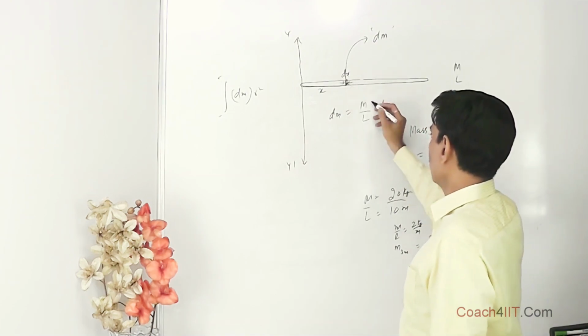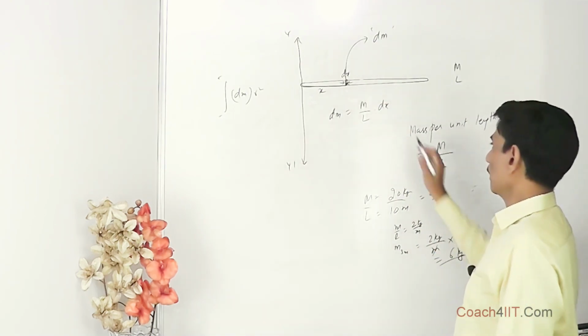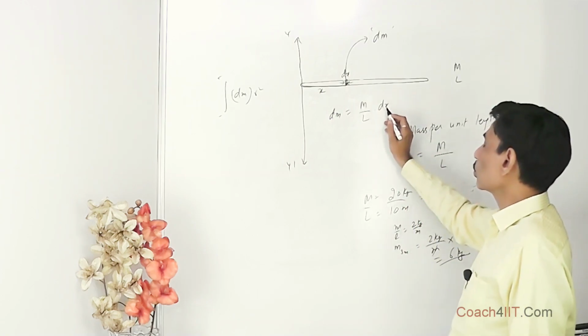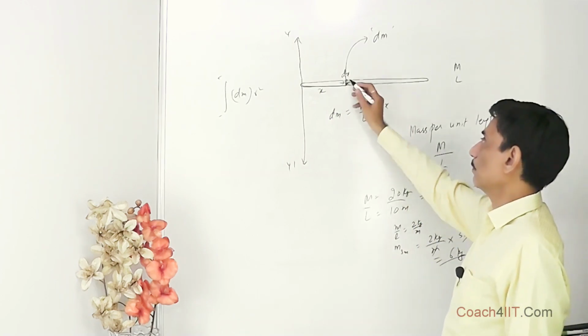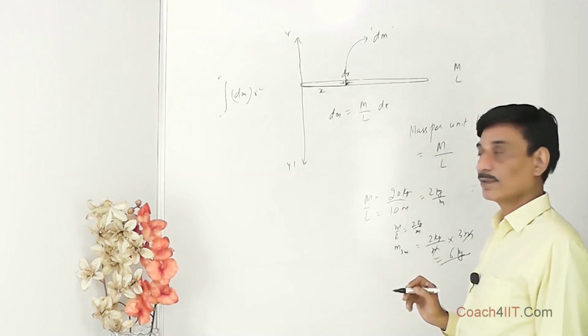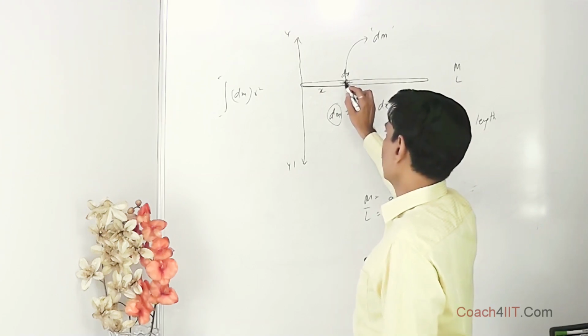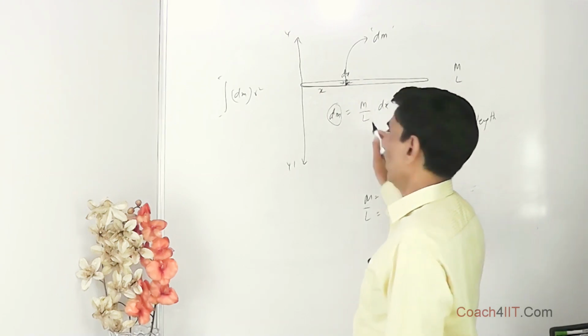M by L, over here it was 3 meter, over here it is dx meter. So M by L into dx, what does it make? dx is so small, so it makes dm, that is the mass of this differential element. So this is dm, the mass of this small section, small particle, and it comes out to be M by L dx.